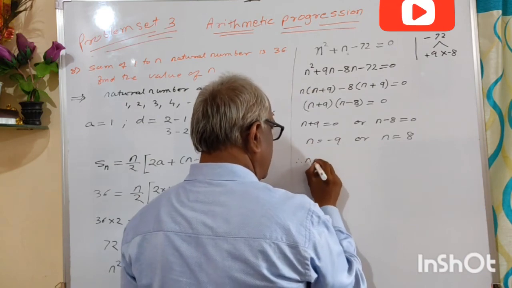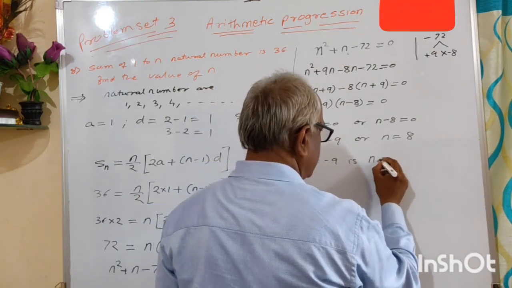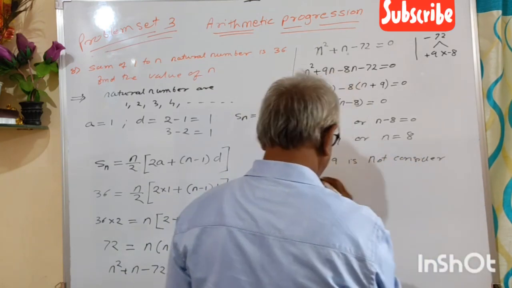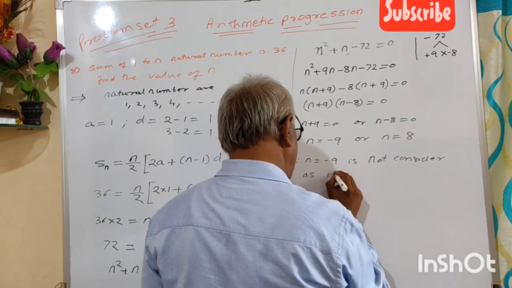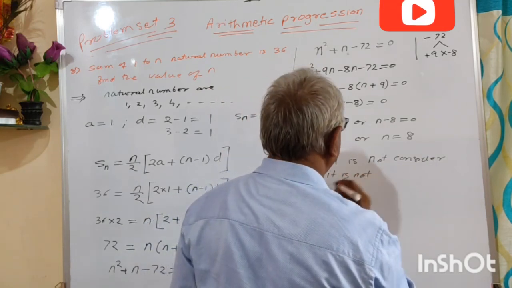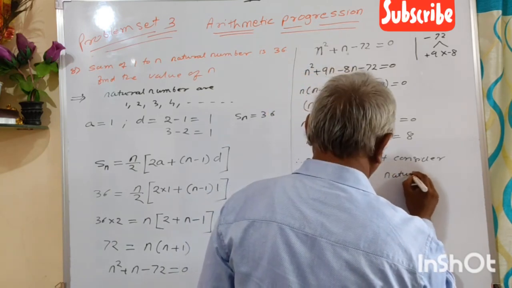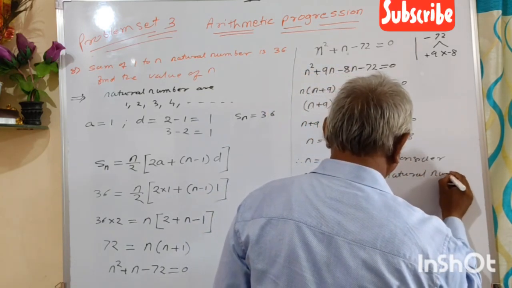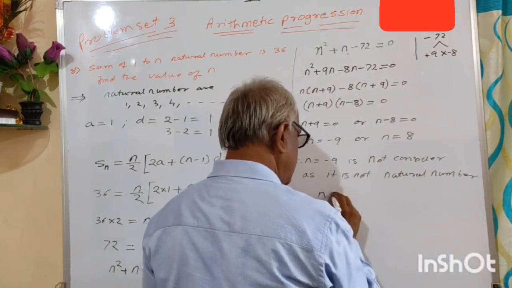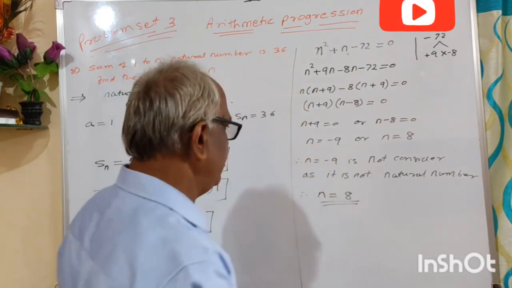Here n is equal to minus 9 is not considered as it is not a natural number. Therefore n is equal to 8. That is the value of n.